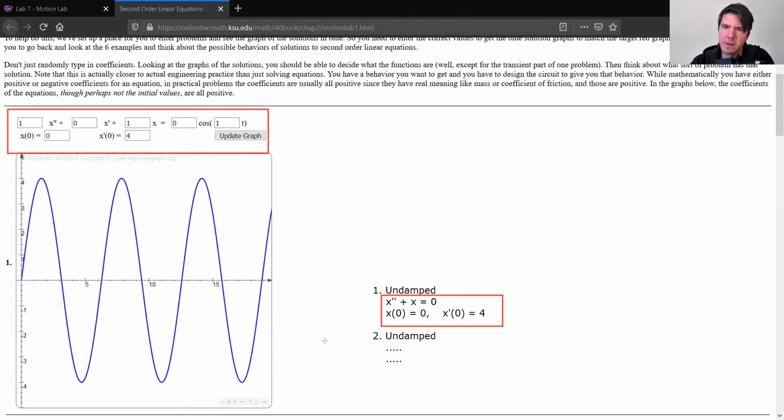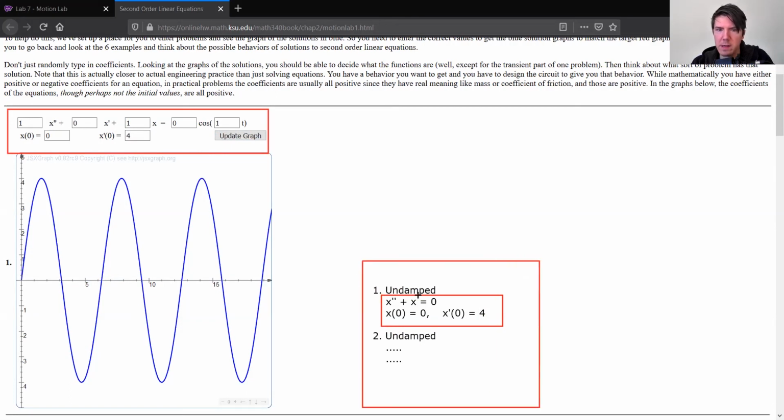So hopefully that answers the question about how do we write it up. You're really just going to do something like I've drawn here. Just say, number 1, it's undamped. Here's the initial value problem. 2, it's undamped, and so on. There's the initial value problem. If that doesn't answer your question, let me know and I'll try to rephrase it.